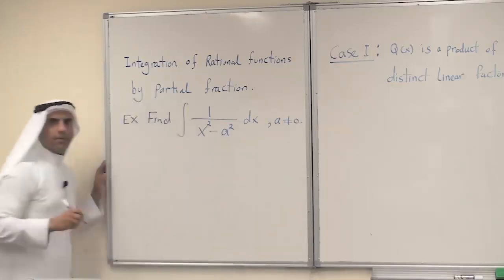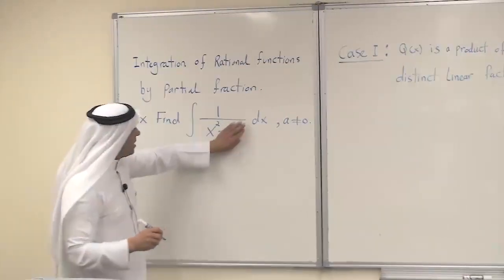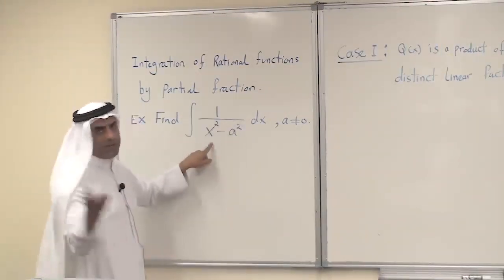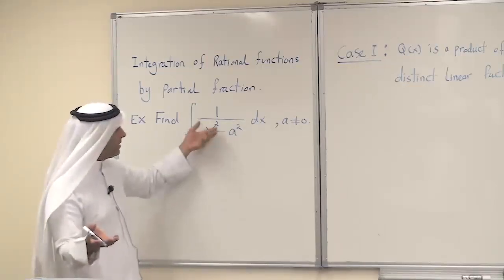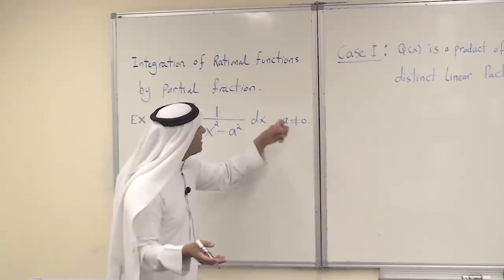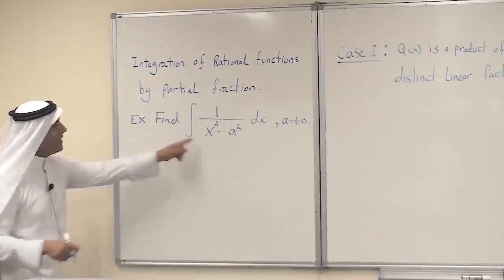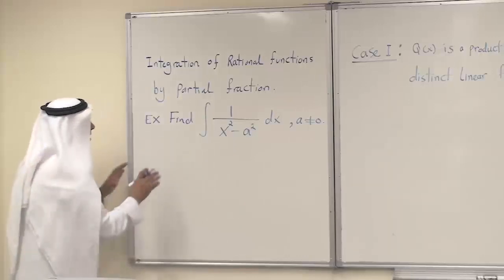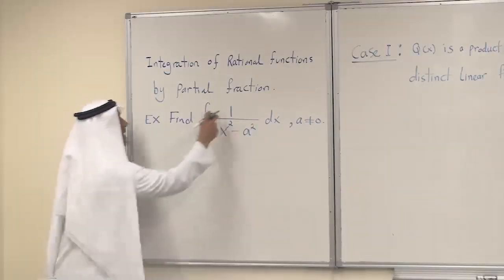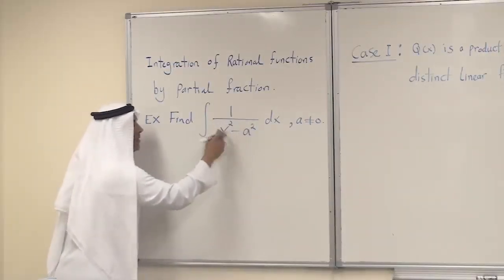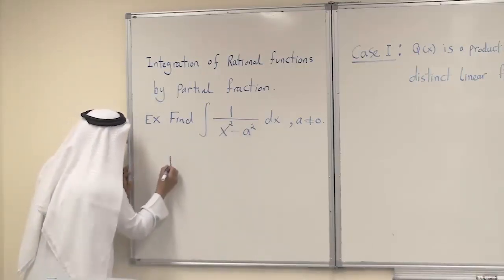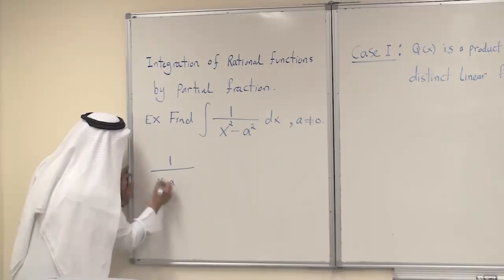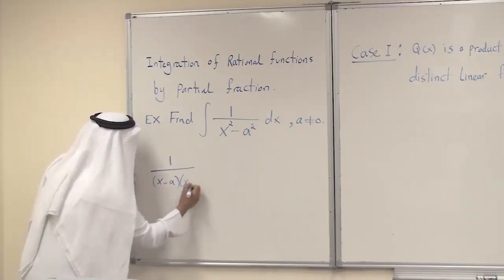Why? Because if it were 0, this is simple to be integrated. If we just remove this, it is 1 over x squared. That is so simple to be integrated. So we are interested in the question where a is not equal to 0, which is a generalization of what we did in the first part actually. As usual, we check that the numerator has a degree less than the denominator, which is there. So what I need to do, I just write the integrand as x minus a multiplied by x plus a.